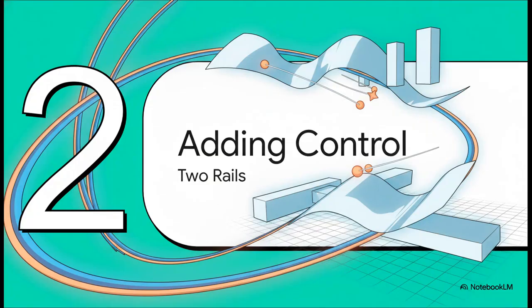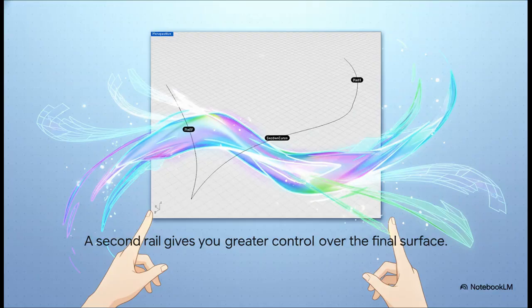But what if you need a little more control? I mean, what happens when one track isn't enough to describe the shape you're imagining? Or maybe the form you want is actually defined by two separate edges? Well, that's exactly why we have the sweep to rails command. By adding that second rail, you're essentially creating two tracks. And this is key. It forces your shape to stretch, to scale, to morph as it travels between them, giving you way more precise control over the final surface.